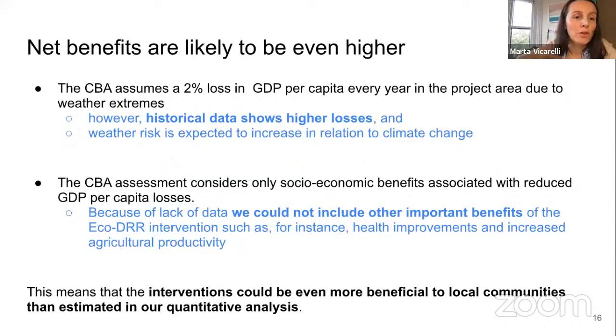But on top of that, as I mentioned, the cost-benefit analysis that we performed considers only socioeconomic benefits associated with reduced GDP per capita losses and, in some cases, reduced property damage, only in some countries where this data was available. But we didn't include other very important benefits because of lack of data. As I mentioned before, for example, health improvements or increased agricultural productivity. So this means that the intervention could be even more beneficial to local communities than we were able to estimate from a quantitative standpoint. Next slide, please.